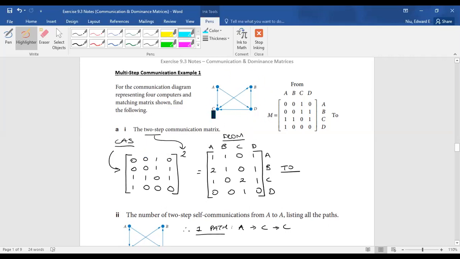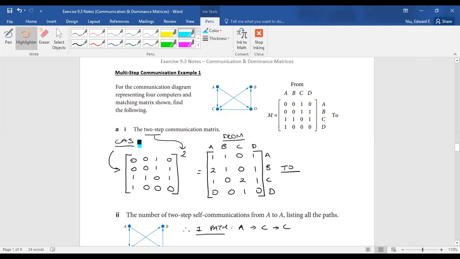But what we have here is, on the right, a matrix that shows the 1-step connection between each point. Okay, so from A, we can get to D and we can get to C. All right, but we can't get to B and we can't get to A. There's no looping line, and so on and so forth. The question asks us to produce a 2-step communication matrix.